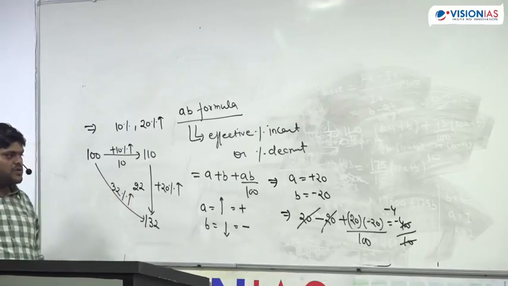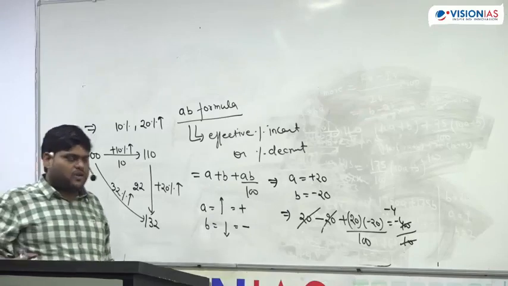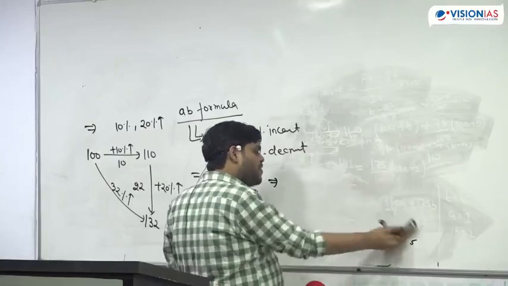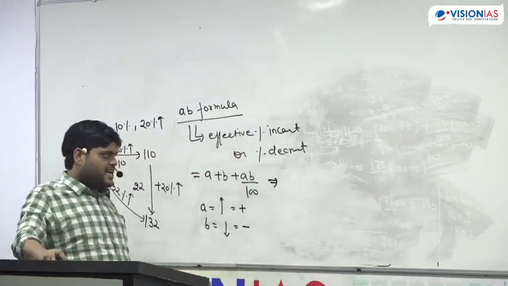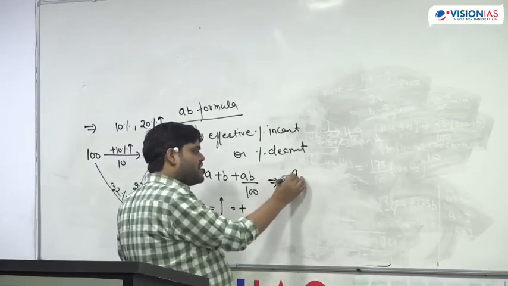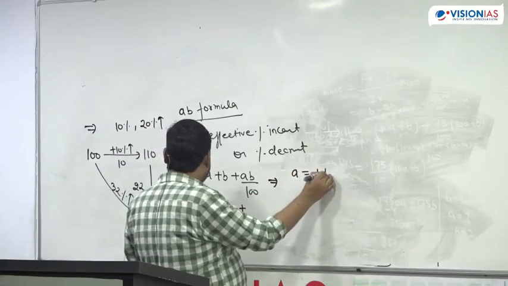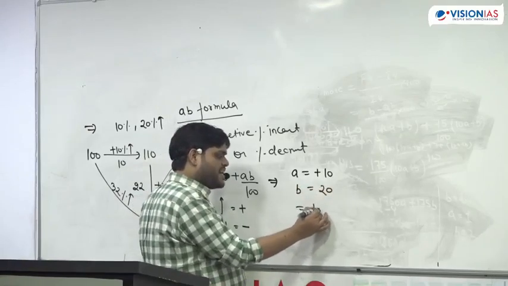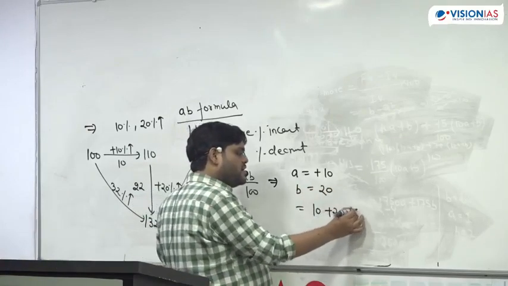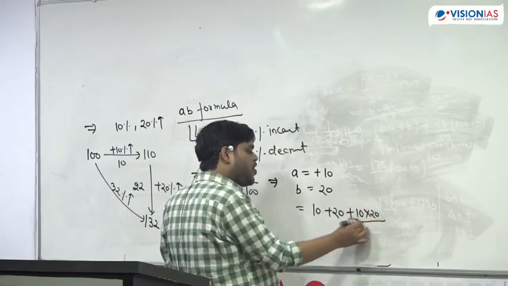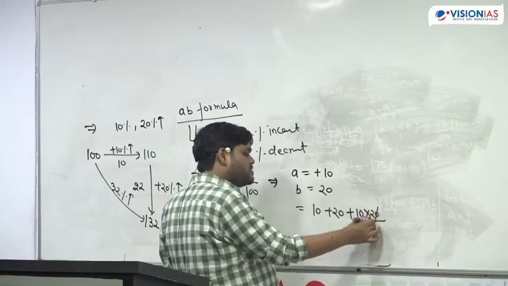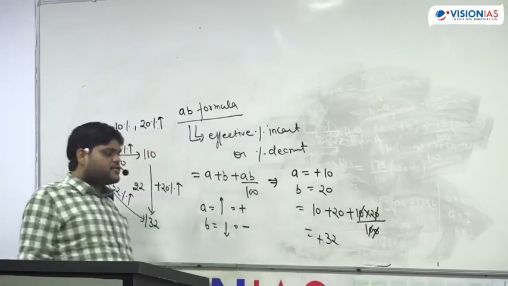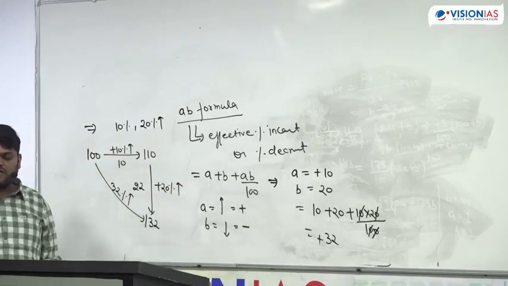The other way is to apply the AB formula. The AB formula says that if both are increments, we take both as positive values. Now apply the formula: 10 plus 20 plus 10 into 20 upon 100, and all values are positive. This becomes 32, and positive 32 means there is an increment of 32%.